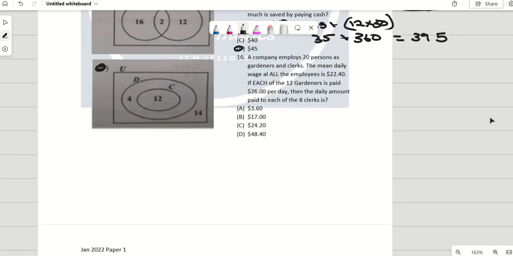For number 16, right? A company employs 20 persons as gardeners and clerks. The mean daily wage of all employees is $22.40, right? So let's find out the total. So from this, when they tell you it is 20 persons and your mean is 22.40, from that you can find your total, right? So let us look at this.